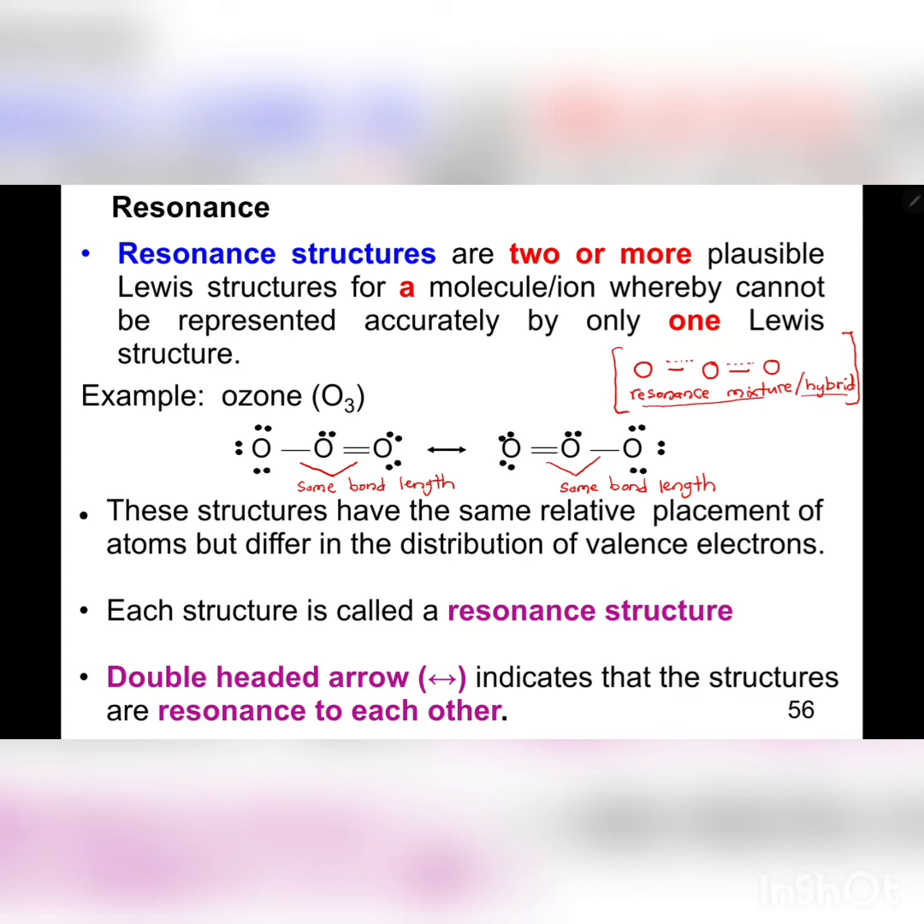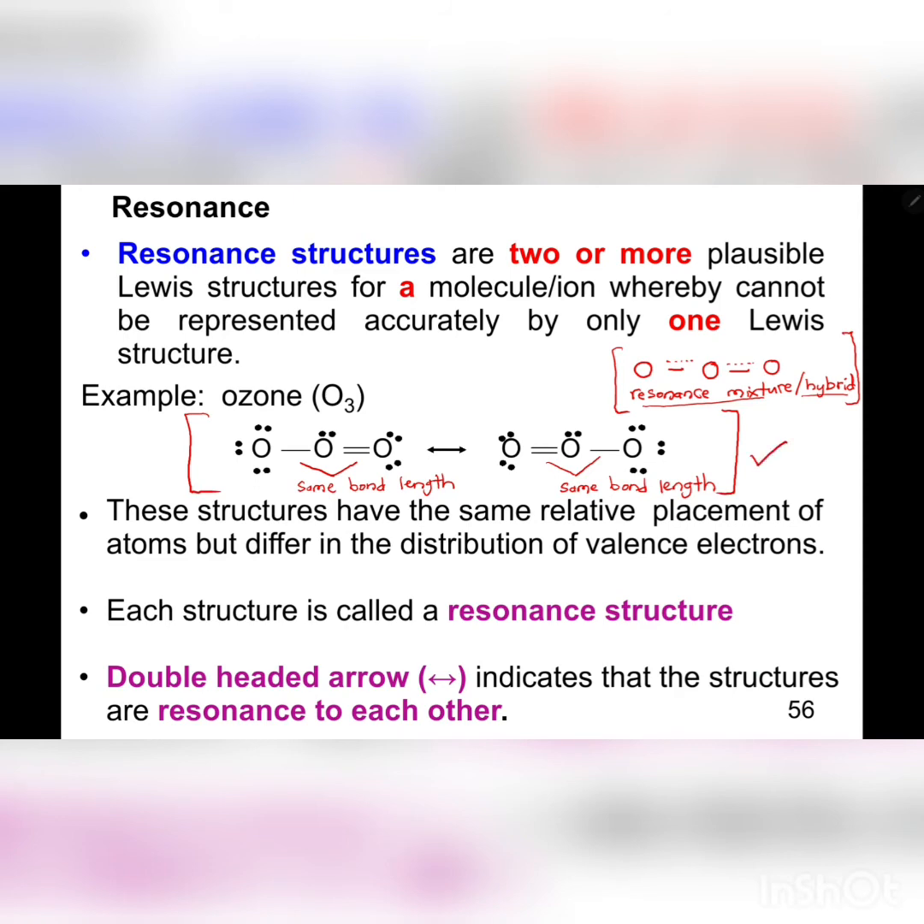But in order to show the Lewis structure, the resonance structures for each molecule and ion, we need to draw all the resonance structures like this.